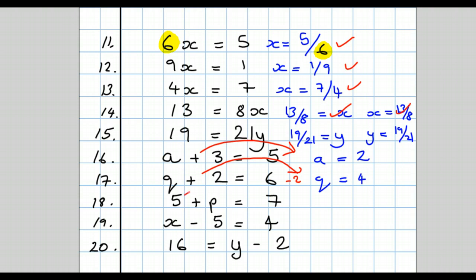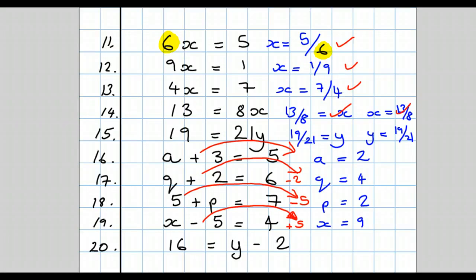What happens here in question 18? We move the 5 across, so it becomes minus 5, and our final answer is P equals 2. Now, I wonder if you remembered, the only time we add is when the number that we're moving has a minus sign in front. So question 19 is going to be X equals 4 plus 5. I wonder if you remembered that. Equal to 9.